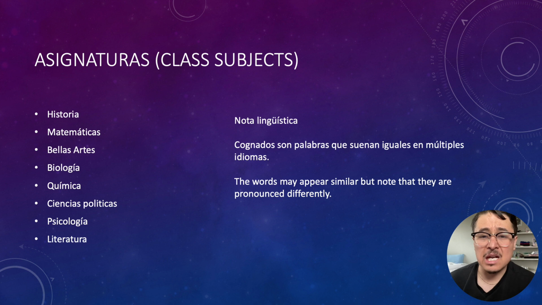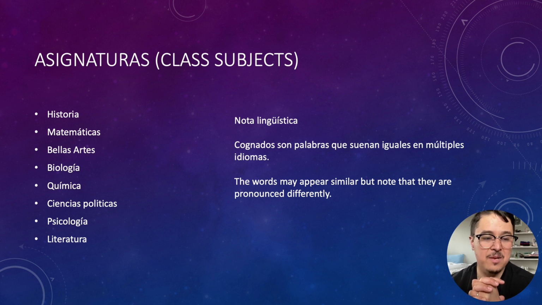So a lot of these are cognates, cognados, which I don't know if you remember from English class. In other languages, there's words that sound the same across the language. They're not necessarily pronounced the same, but they appear the same. So historia, I'm sure you can deduce that it's history. Matemáticas, bellas artes, it's fine arts. That's not quite one. Biología, química, ciencias políticas, political science.